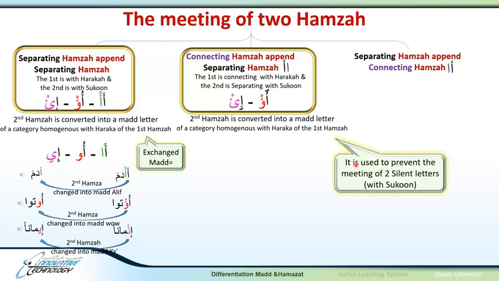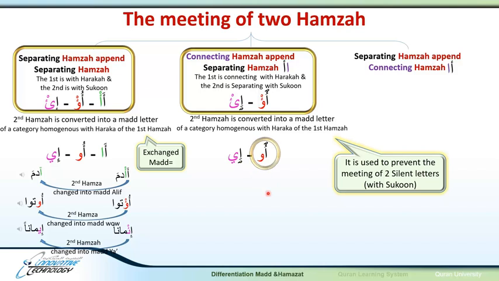The reason is this will prevent the meeting of two silent letters with sukun, as we have done here by converting it into a mad letter. So if we have u', it will be converted into uu, the waw homogeneous to the dhamma of the first hamza. And the i' would be converted into ii. The ya is homogeneous to the kasra of the first connecting hamza.